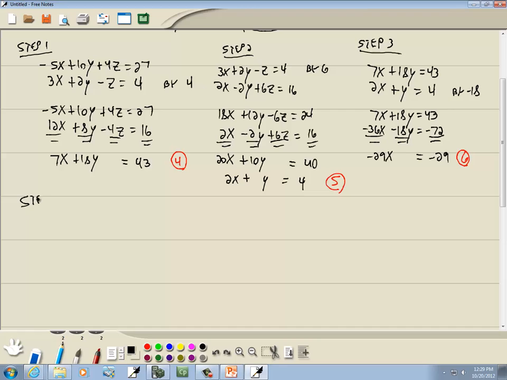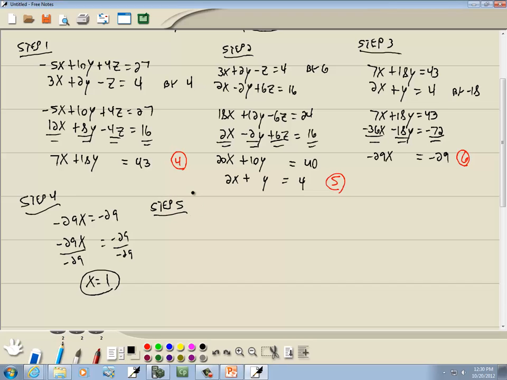Step 4. We want to solve equation 6. So we've got negative 29x equals negative 29. We'll divide both sides by negative 29. And we get x is equal to 1. And that's the first part of our answer.